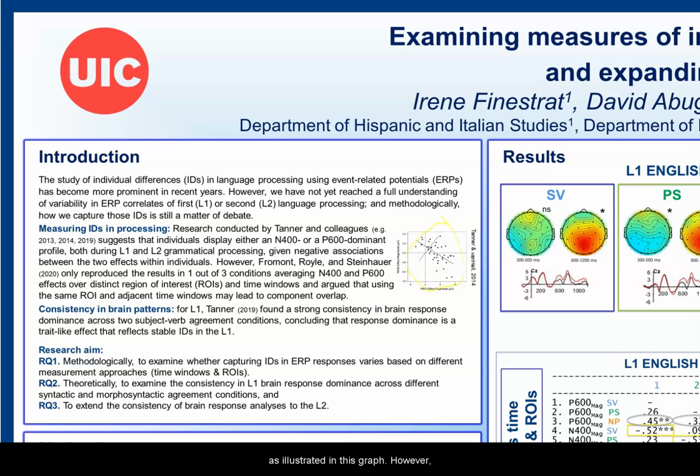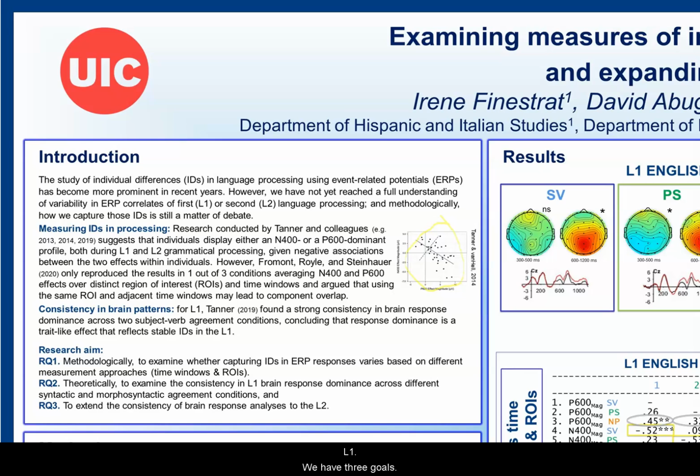in this graph. However, Frömand et al. could not replicate these results, calculating N400 and P600 effects using distinct electrode sites and non-adjacent time windows to minimize component overlap. Moreover, Tanner found consistency in brain response dominance across two different realizations of subject-verb agreement in the first language, arguing that response dominance reflects stable individual differences in the L1.